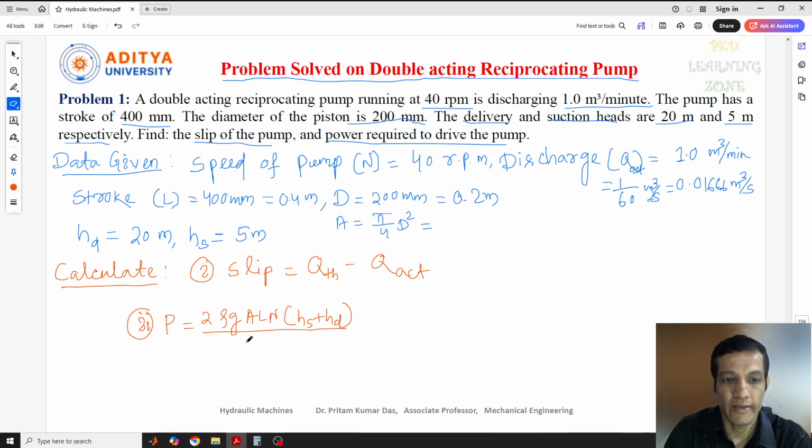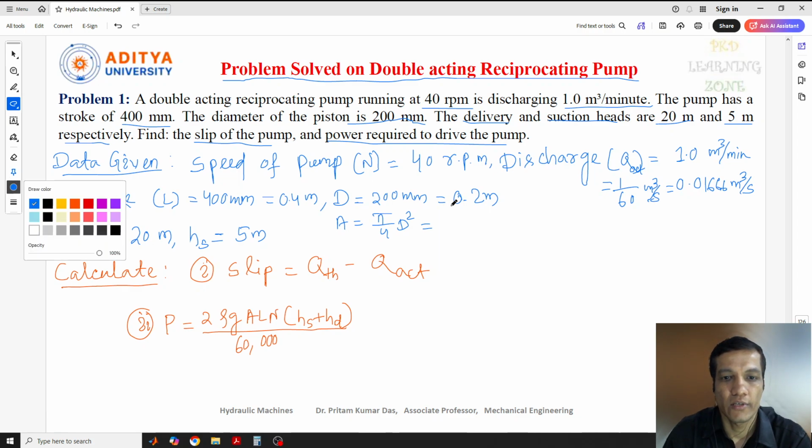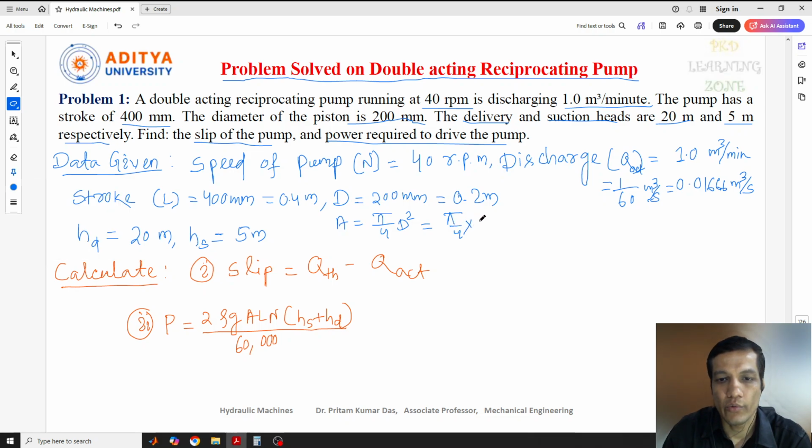We got this formula, divided by 60,000 to make it into kilowatt. Okay, so this is the formula for this. Now here let's first solve this one, pi by 4 into 0.2 square. So it will be mostly, let me write, 3.14 is the value of pi.